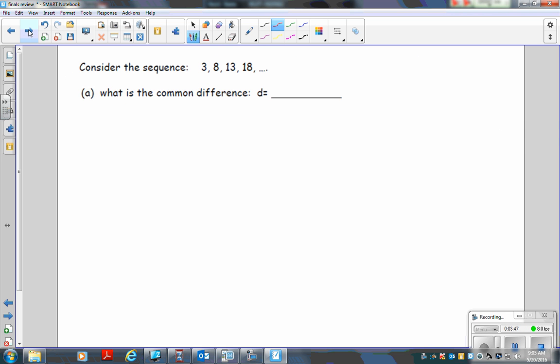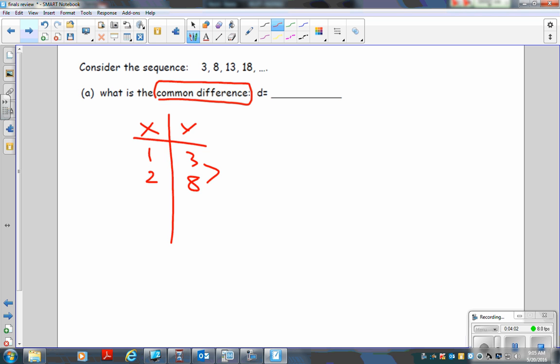Here's another sequence, but this time they want the common difference. Now, if you want the common ratio, that means you're multiplying or dividing to get to the next number. But if you want the common difference, that means you're either adding or subtracting to get to the next number. So let's take a look at them. The first number is 3. The second number is 8. That means I'm adding, because it got bigger, and I'm adding 5. The third number is 13, which is also adding 5. And the fourth number is 18, again adding 5. So the common difference is just 5.